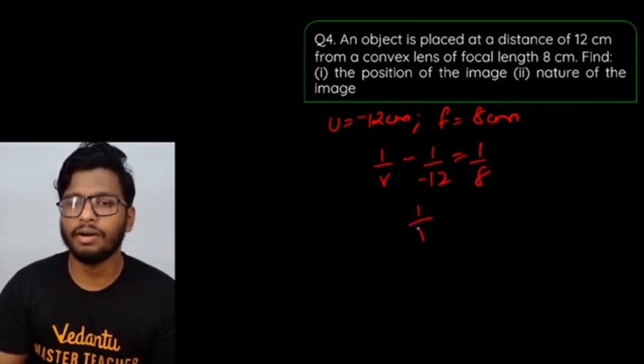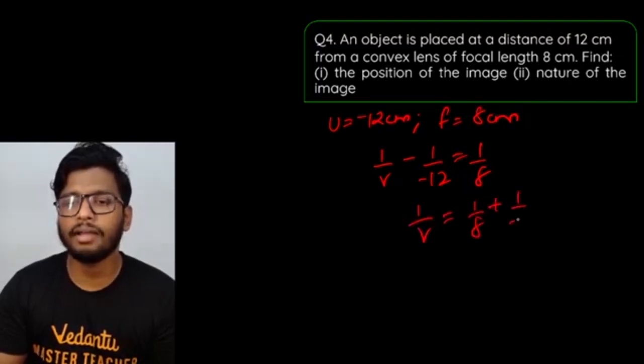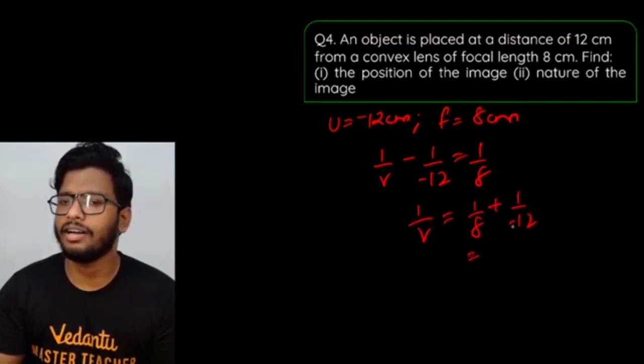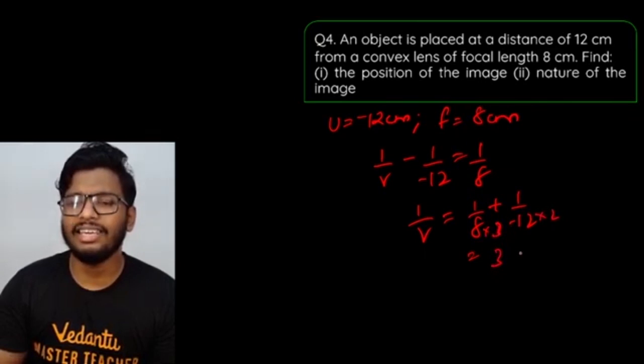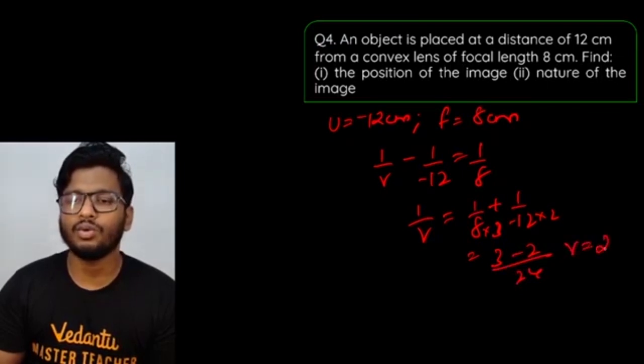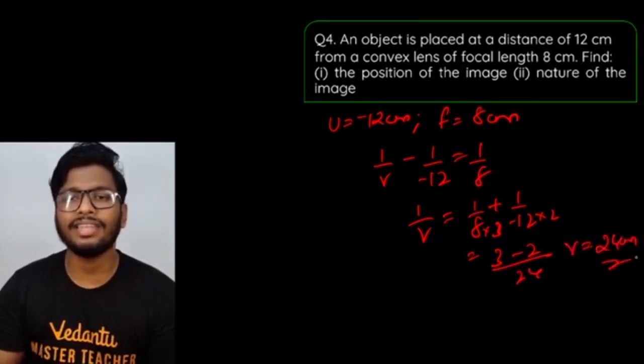So take this aside. 1 by V is equal to 1 by 8 plus 1 by minus 12, so we can take it as 24. So 8 3s are 24 and 12 2s are 24, so that'll become 3 minus 2 divided by 24, so you get V to be 24 centimeters. That is the answer to the first question.